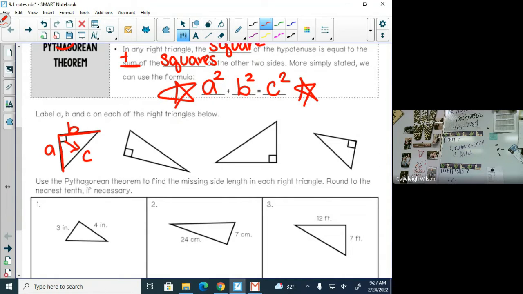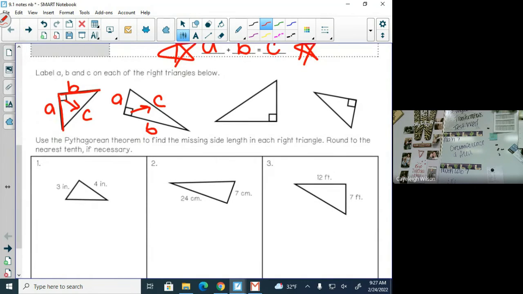On the next one, I would probably start with labeling the hypotenuse, since I know that it's across from that 90-degree angle, and then it doesn't matter which one's A or B. The only one that matters is the C.